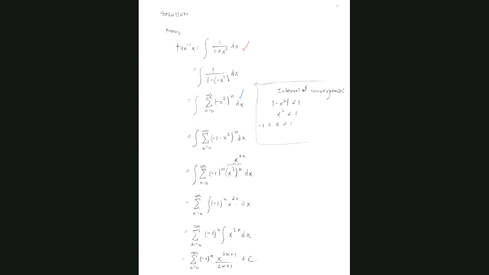Okay, so we have the integral of the sum, n equals 0 to infinity, of negative x squared to the nth power. Of course, I'm going to simplify the inside here. Negative x squared is the same as negative 1 times x squared. Okay, and then I can rewrite the integrand, the power series, like this.